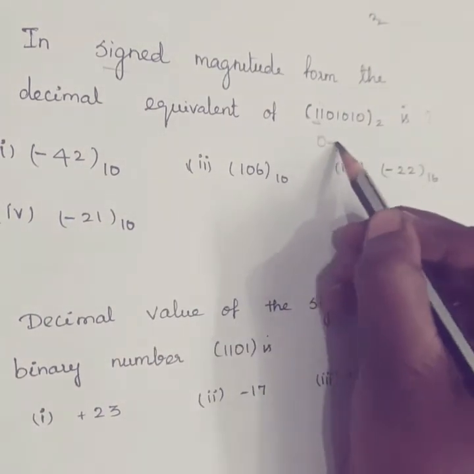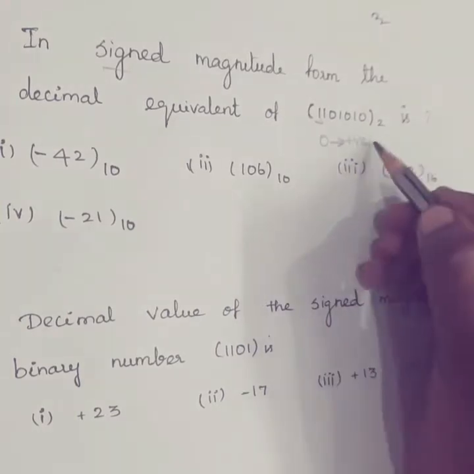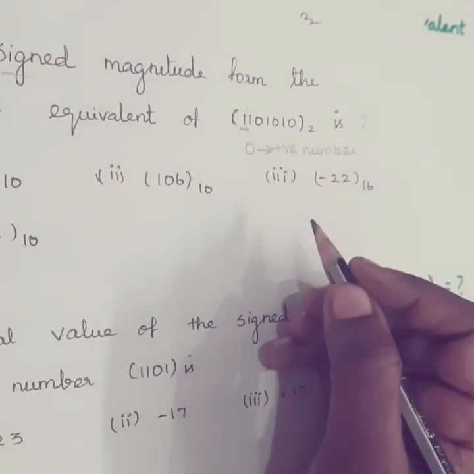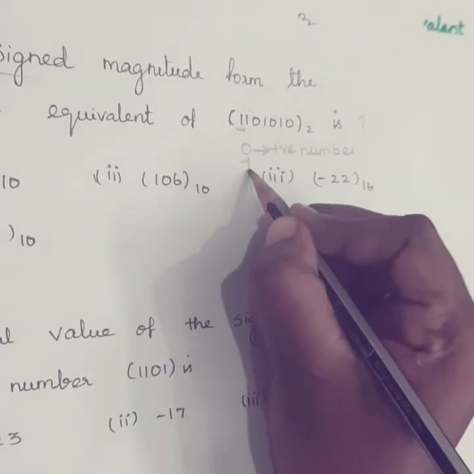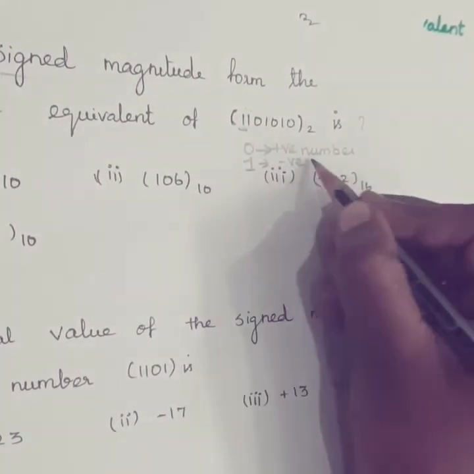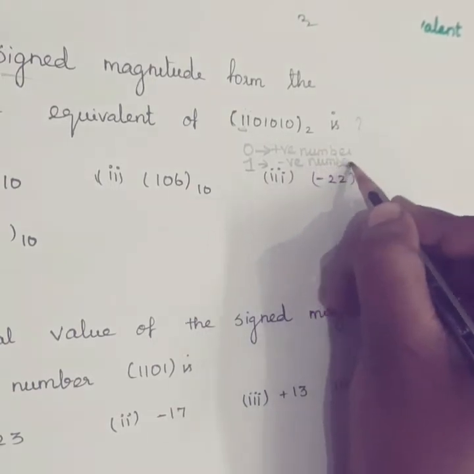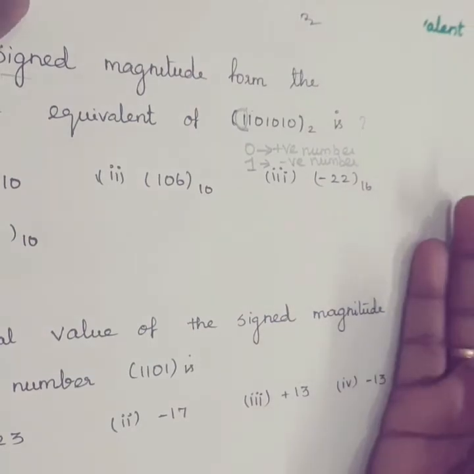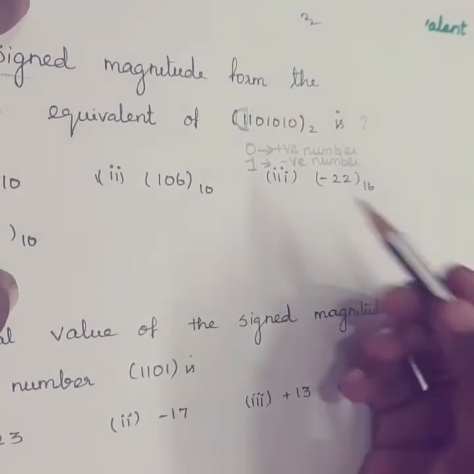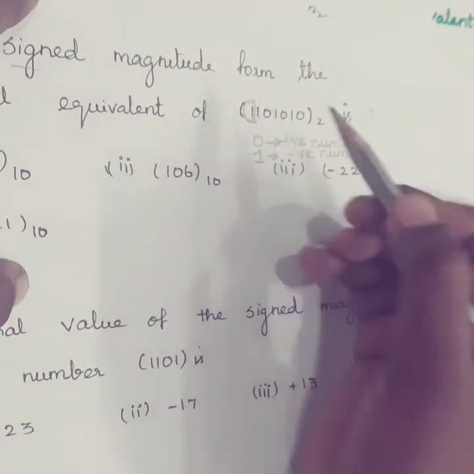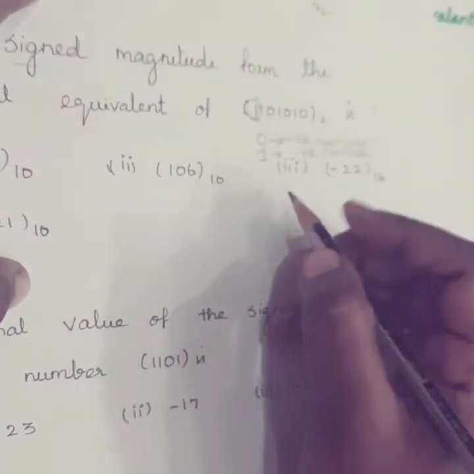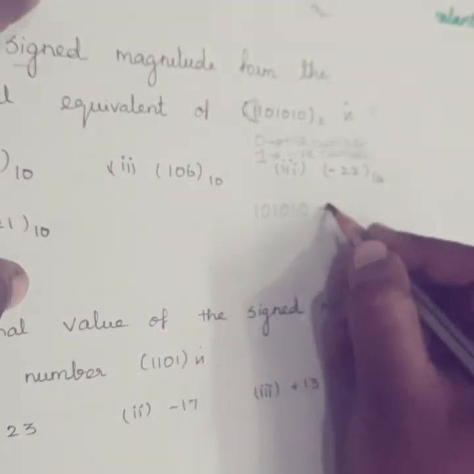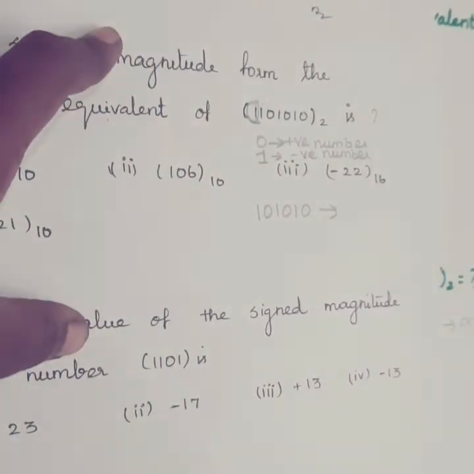If it is 0, that is a positive number, and 1 means it is a negative number. So here the most significant bit is 1, so definitely it is a negative number. Next, leaving this most significant bit, the other bits are 101010. Next, convert this into a decimal value.